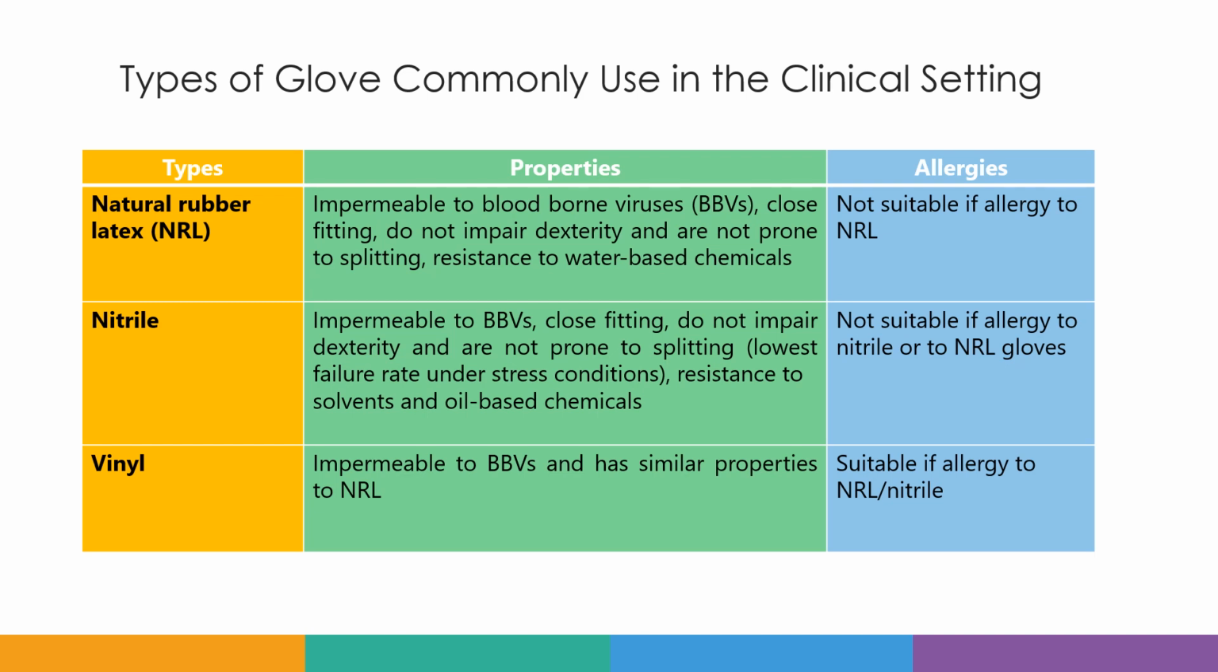The three types of glove commonly used in the clinical setting are made from natural rubber latex, nitrile, or vinyl. The three types share similar properties, which include: they are impermeable to blood-borne viruses, they provide close fitting, they do not impair dexterity, and they are not prone to splitting. They are also resistant to water-based chemicals. In addition, the nitrile glove is also resistant to solvents and oil-based chemicals. Amongst the three types, the nitrile glove has the lowest failure rate under stress conditions.